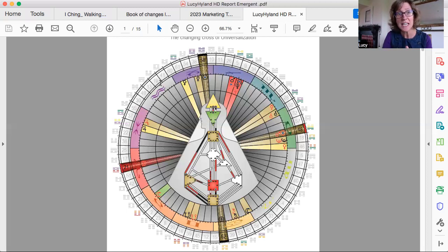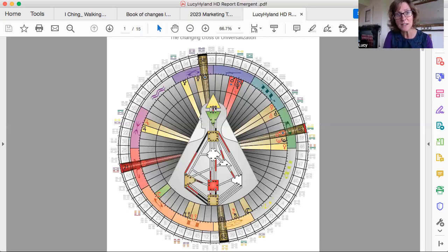And you'll actually see above each number is its original hexagram. So a hexagram is a combination of 3 and 3 to come together to form 6. And it's a combination of yin and yang lines. So each gate is in a zodiac sign, and each gate has a very specific energy.